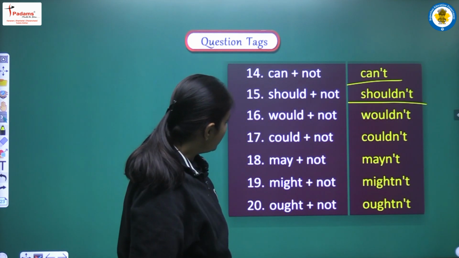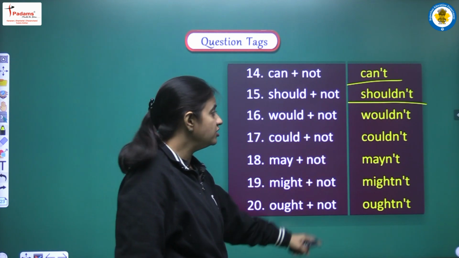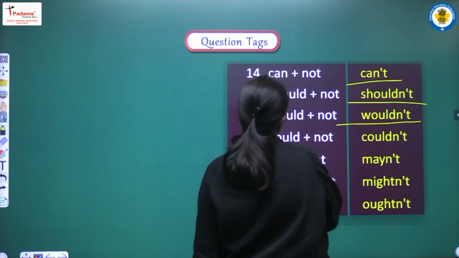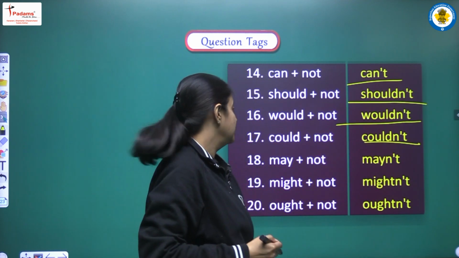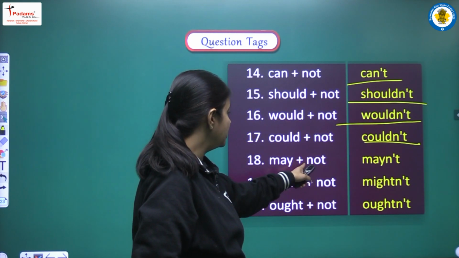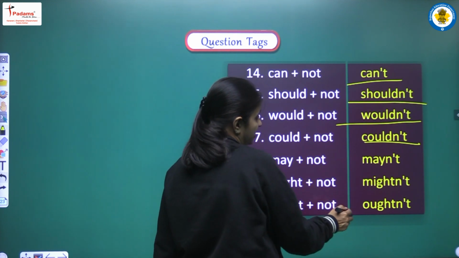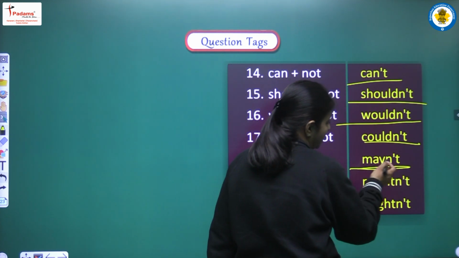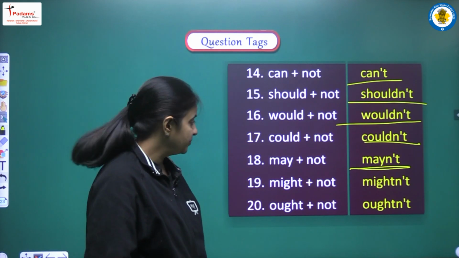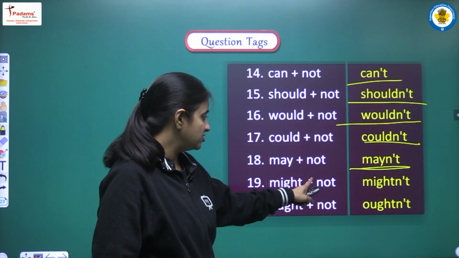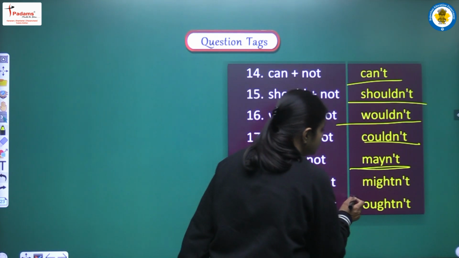Okay, then we are having would plus not, so it will be wouldn't. Then could plus not, so yes, it will be couldn't. Then we are having may plus not, so yes, it will be written as mayn't. It means M-A-Y-N and then apostrophe after that T. Next is might plus not, so it will be mightn't.